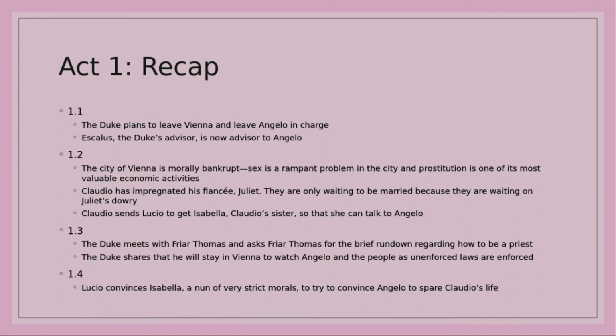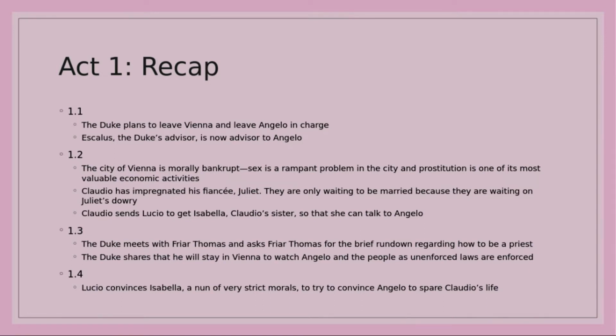In Act 1, Scene 2, we see that the city of Vienna is morally bankrupt. I guess that depends on how you define morally bankrupt. But essentially, everyone's sleeping with everybody else. Tons of kids are being born out of wedlock. Prostitution is a pretty huge industry in Vienna.